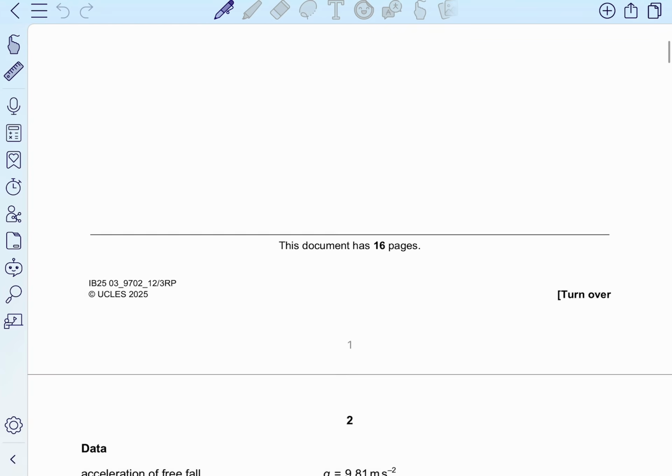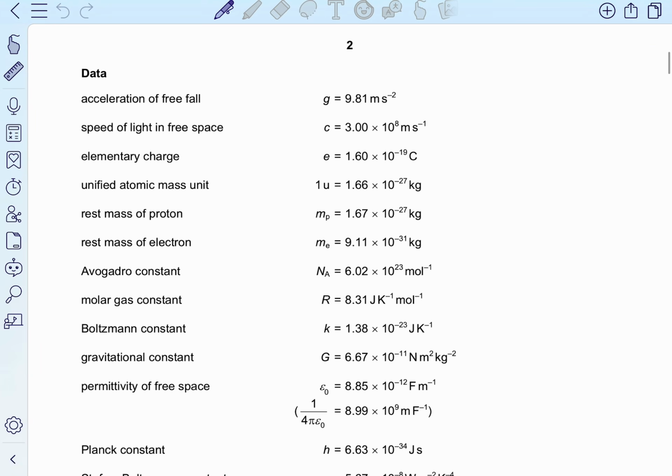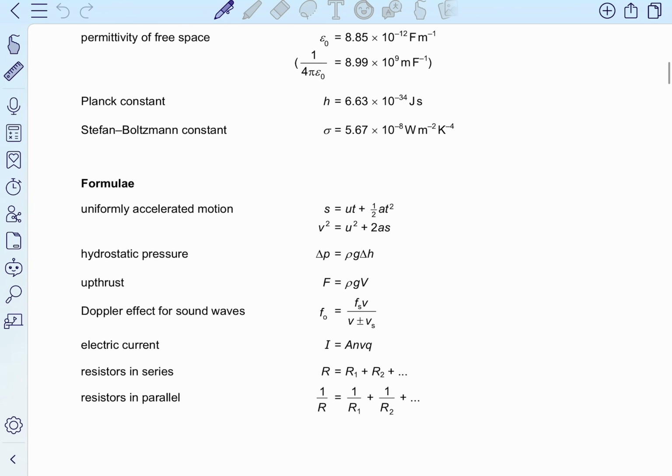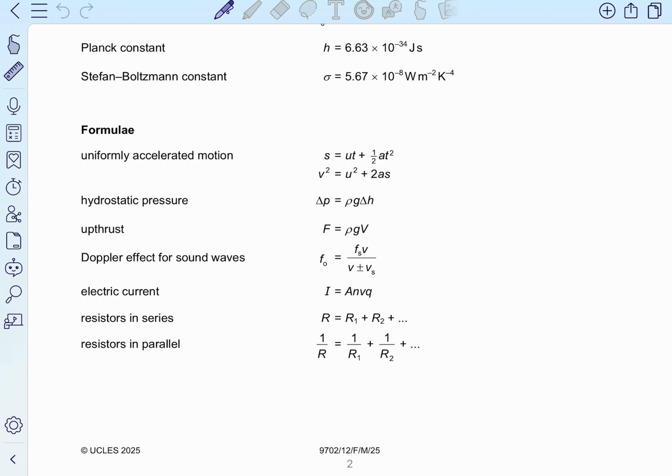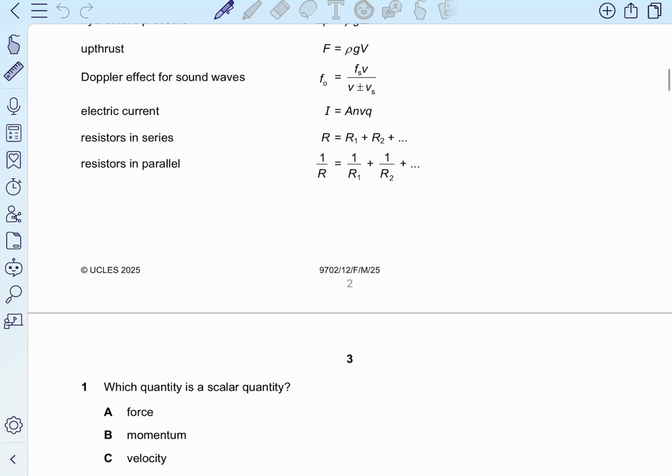Alright, let's start. So there's a data sheet on the first page of the exam which has some constants as well as some formulas, and these will be very helpful for you when you're solving the paper.